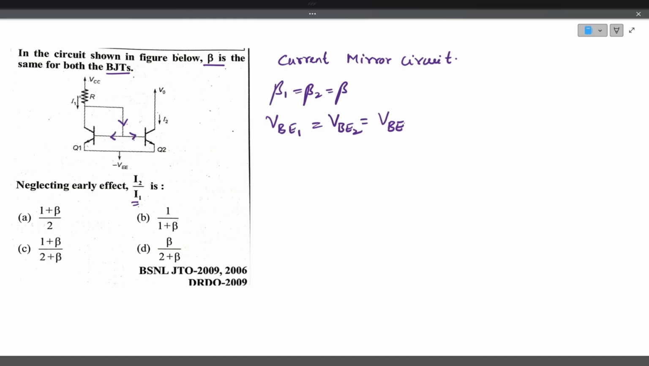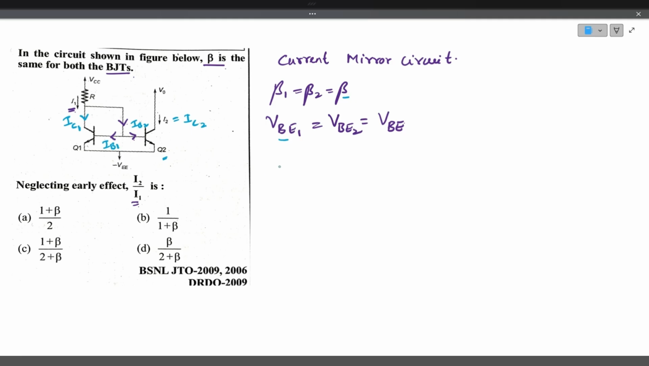I1 is the reference current that is flowing through the resistor R. Now, suppose the collector current of Q1 is IC1 with the base current IB1. Then for the transistor Q2 also, the collector current that is flowing will be IC2 with base current IB2. Both will be the same because the transistors have the same beta value and same base emitter voltage value.